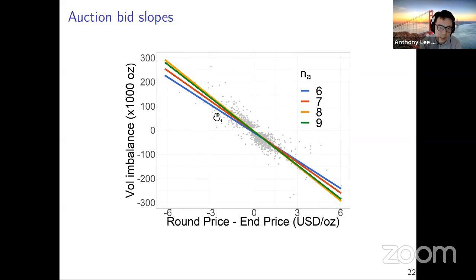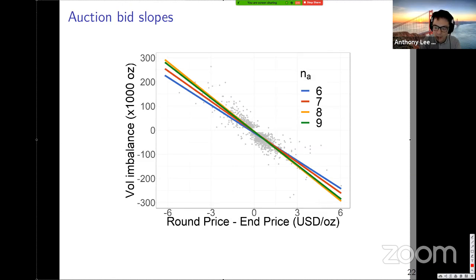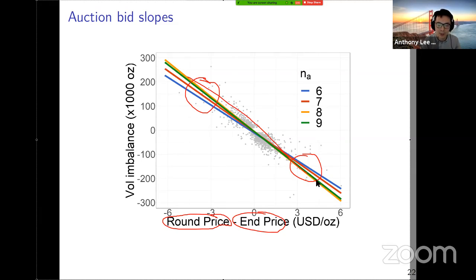Very quickly, the basic thing that I do is within each auction, if the round price is high relative to the price the auction ultimately clears at, there is going to be less buying and more selling. If the round price is low, there's more buying, less selling, and vice versa. And then in the context of the model, you simply run a regression through this cloud for every auction, and then you identify the bid slope in that auction.